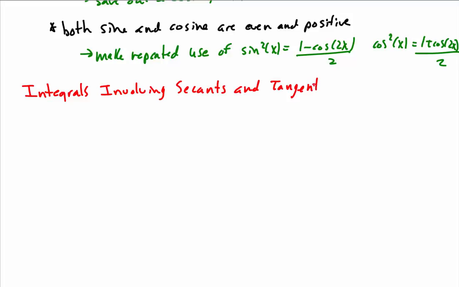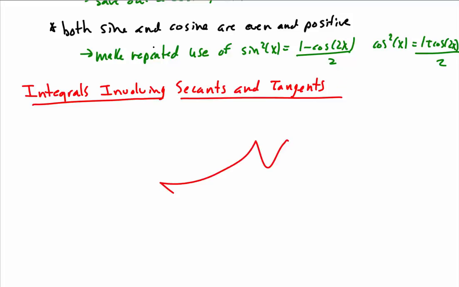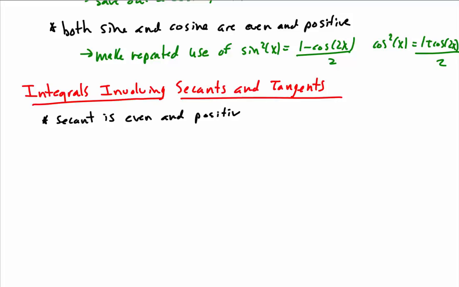So we have some similar rules if we have integrals involving secants and tangents. For our first case, if secant is even and positive, what we can do here then is save out a secant squared and convert the rest to tangent using a Pythagorean identity, and then of course expand and integrate.